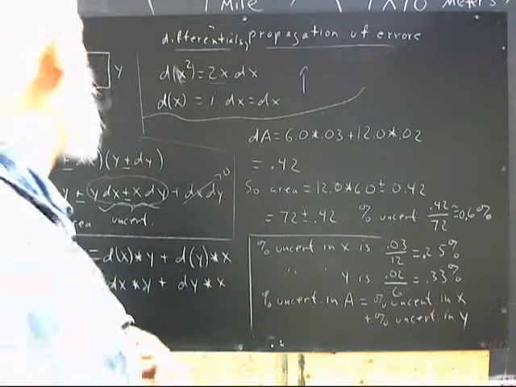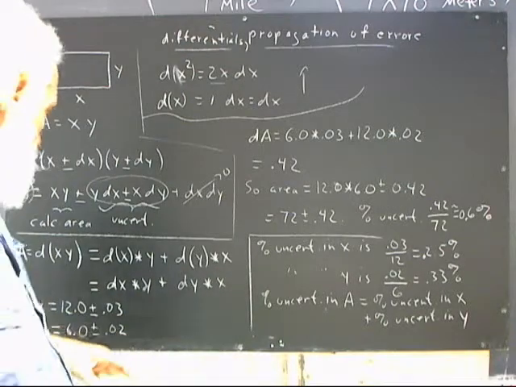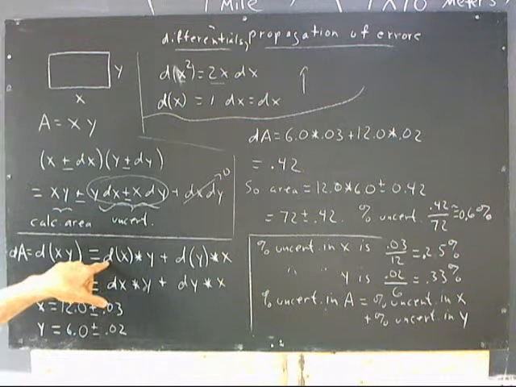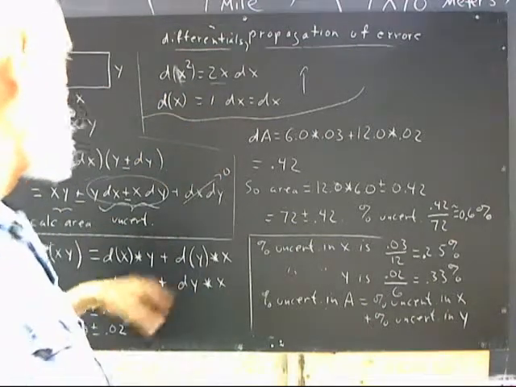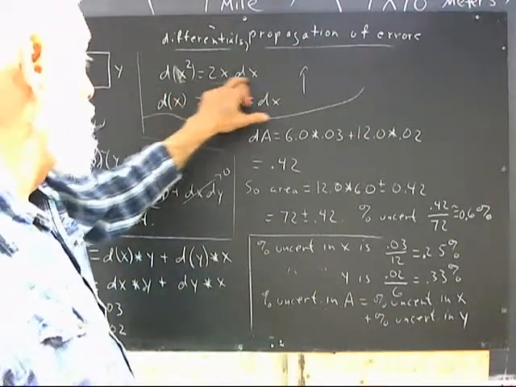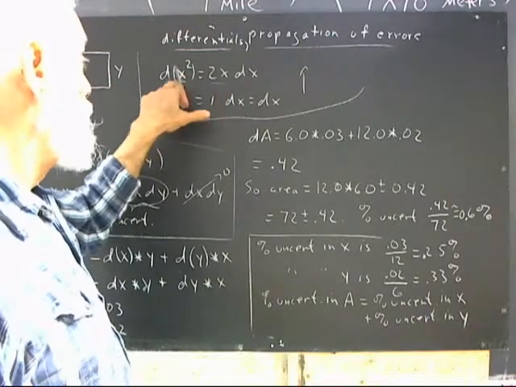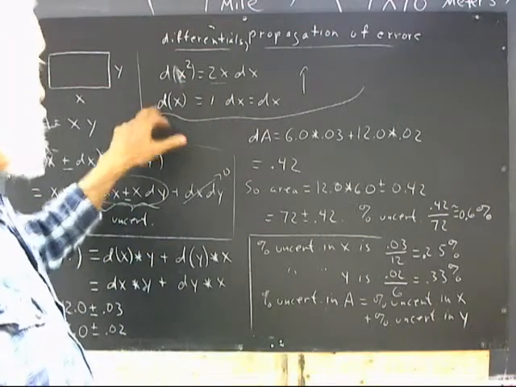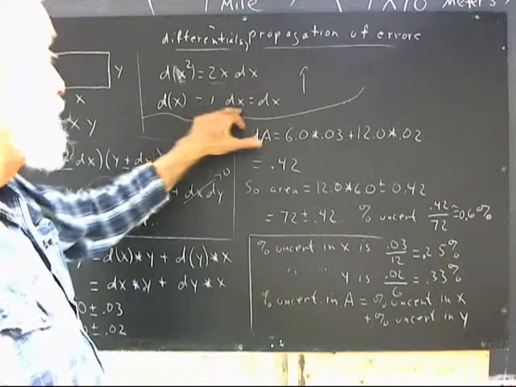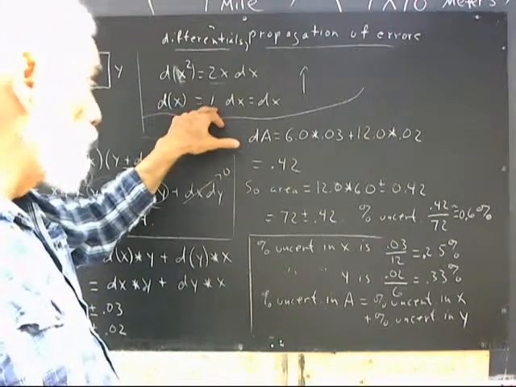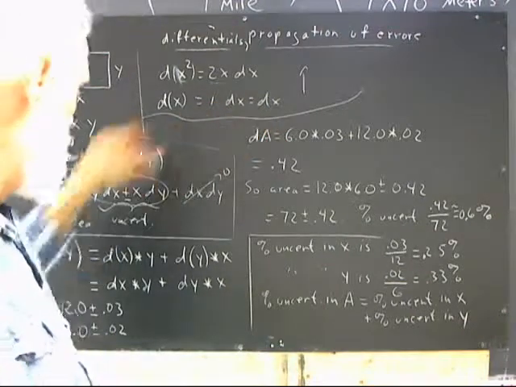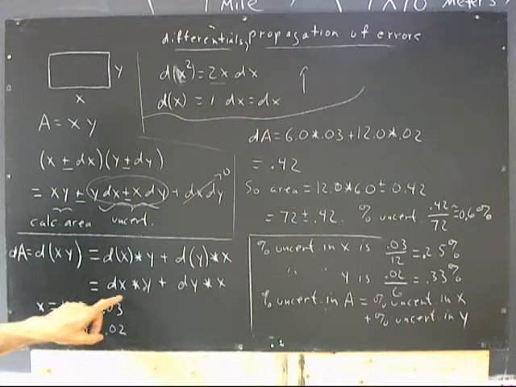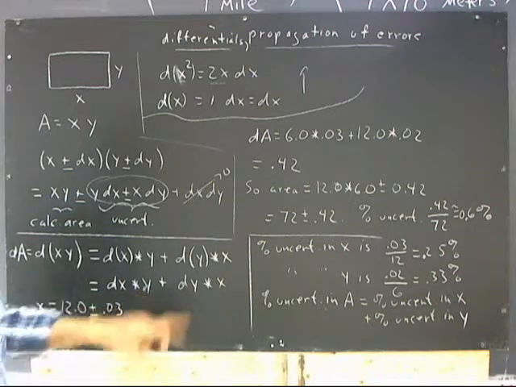I'll mention down here I said differential of x was the same as dx. That looks like it ought to be the same. This is a justification for that. The differential of x squared is 2x dx because 2x is the derivative of x squared. The differential of x is 1 dx because the derivative of x is 1. And that's just equal to dx. And that's your justification for the fact that the differential of x can be written dx. Similarly for the differential of y.